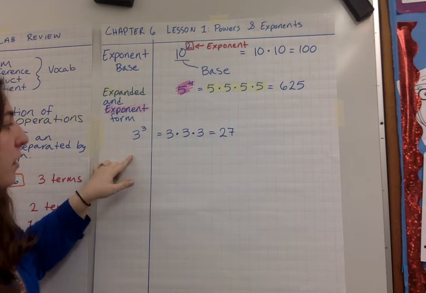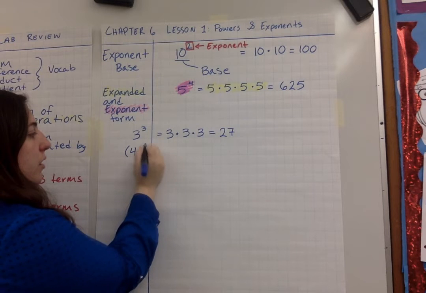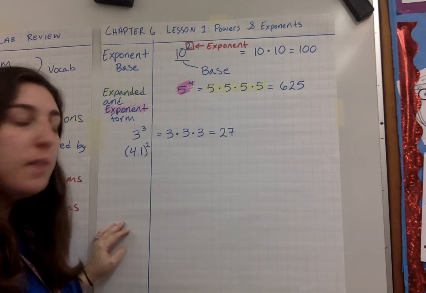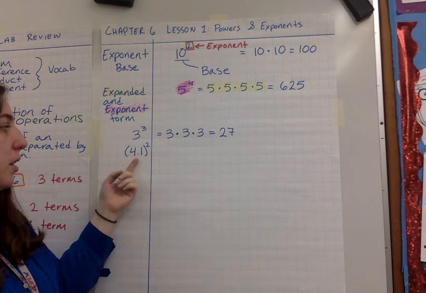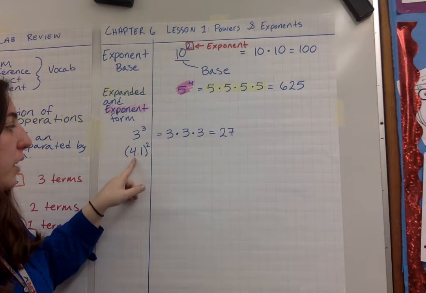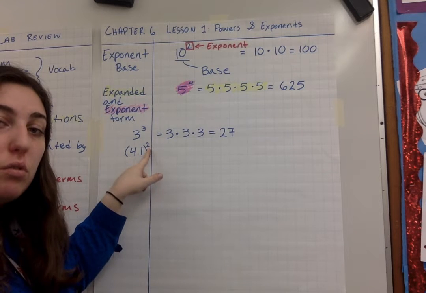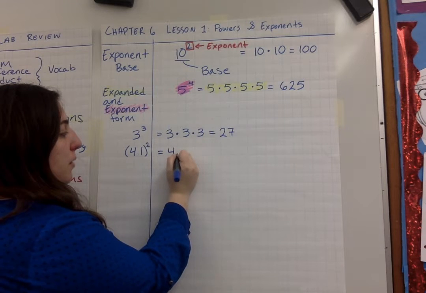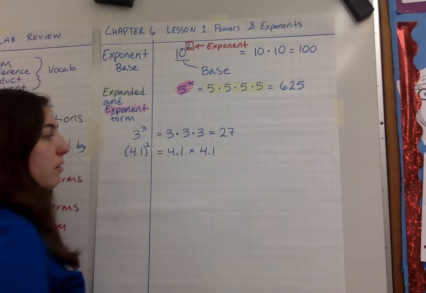Okay, next one. If we have (4.1) to the 2nd power, or 4.1 squared, well, we'll get to the decimal part. Something you've got to be careful with because it's a decimal. But since I have these parentheses around it, anything in the parentheses is going to be to the power of 2. In this case it's 4.1. So in expanded form, it's going to be 4.1 times 4.1.